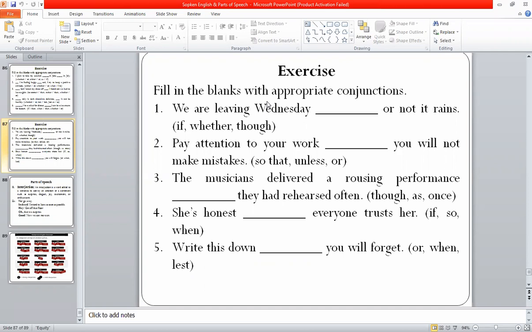See the third example. The musicians delivered a rousing performance dash dash, they had rehearsed often. The musicians delivered a rousing performance.